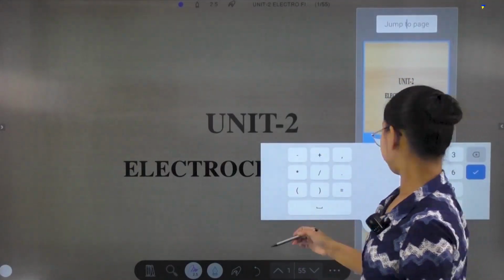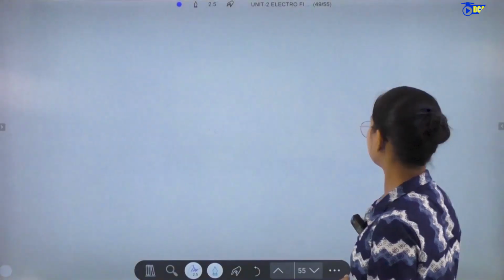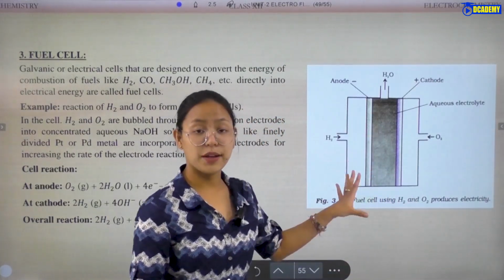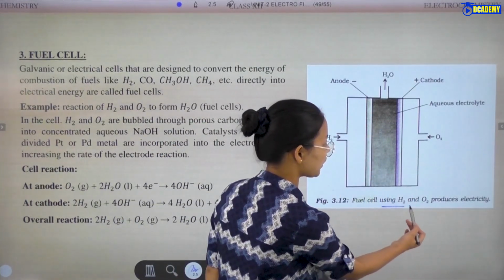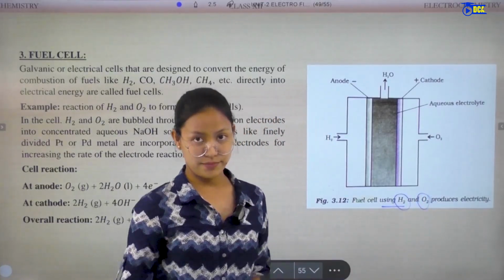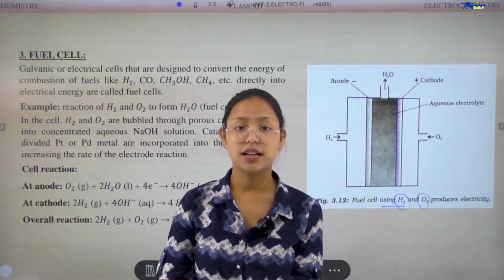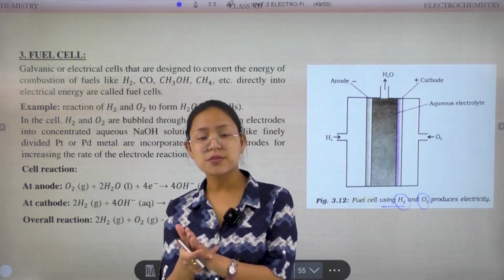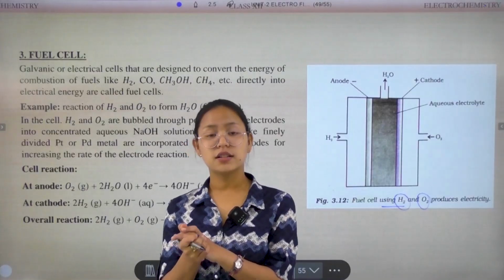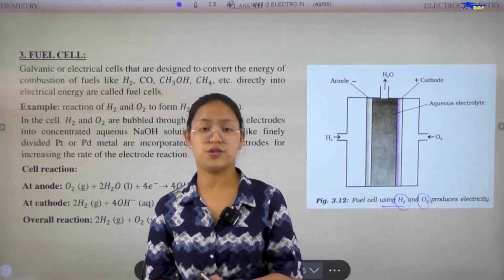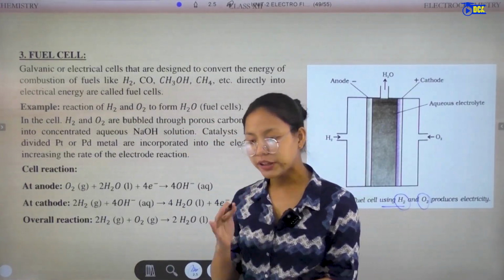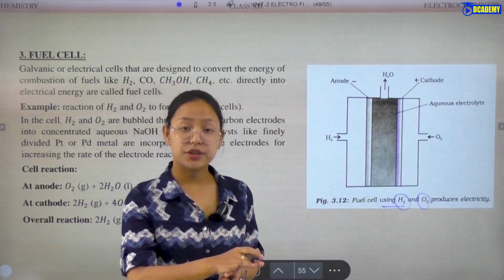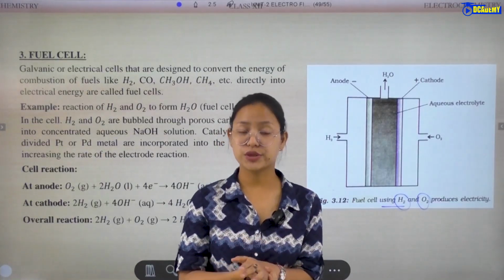Let's go through this slide. Fuel cell uses hydrogen and oxygen. So what is hydrogen? Hydrogen is a gas. Oxygen is also a gas. Does hydrogen produce pollutants? Does hydrogen cause pollution? Never. Hydrogen is a type of gas which produces less pollution.